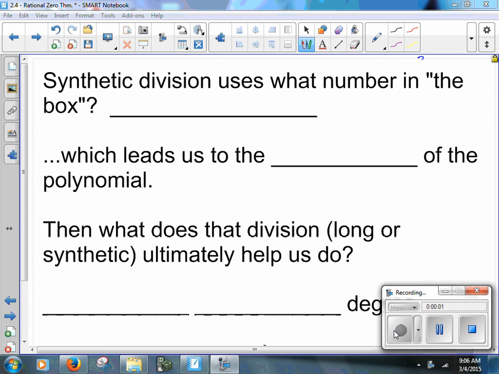So today, fourth, and you said the number in the box is the 0. And the 0 leads us to the what of the polynomial? The factors. I've been telling you this all along.